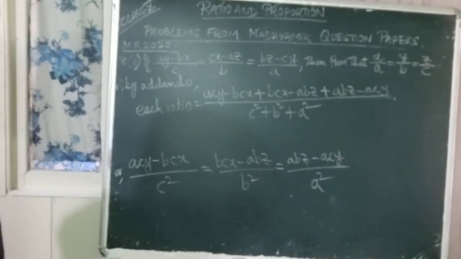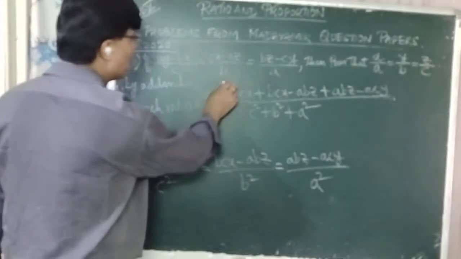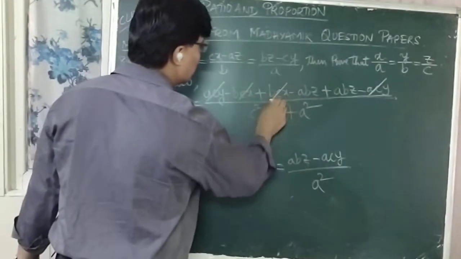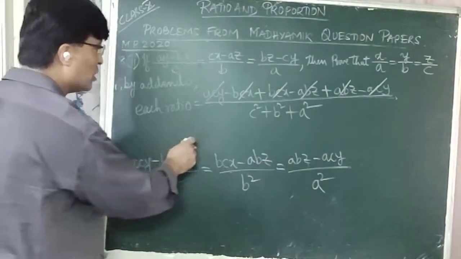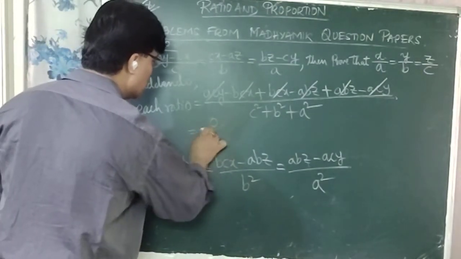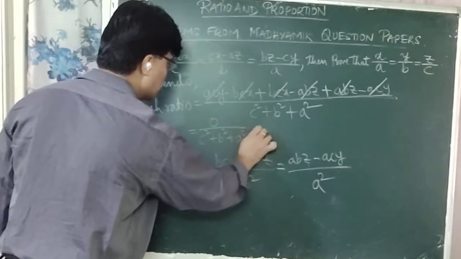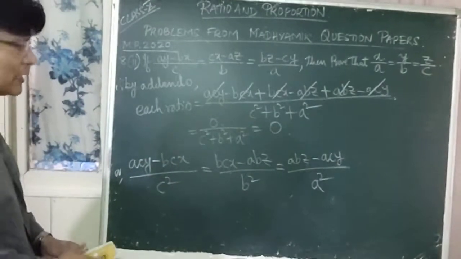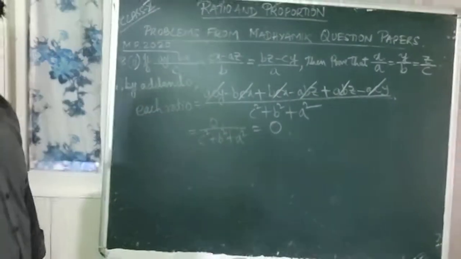So let's see what happens in the numerator. Plus acy minus acy will be cancelled. Minus bcx plus bcx, minus abz plus abz will be cancelled. That means it is 0, which is equal to 0 divided by c square plus b square plus a square, which is equal to 0, since 0 divided by a number is always 0. Is that clear? That means we have proved that each ratio is equal to 0.